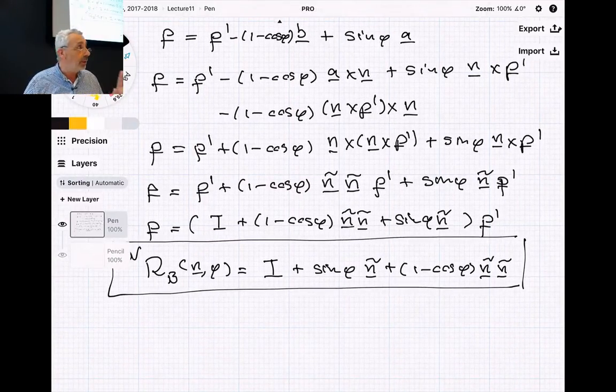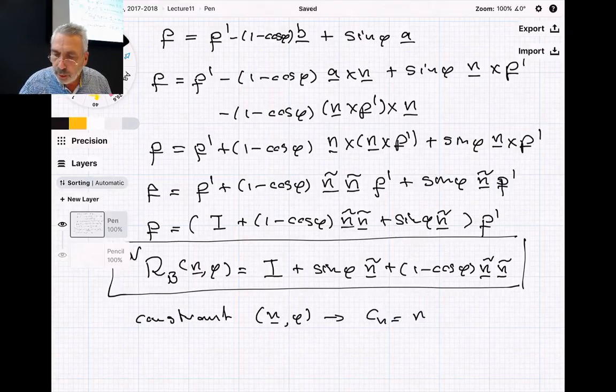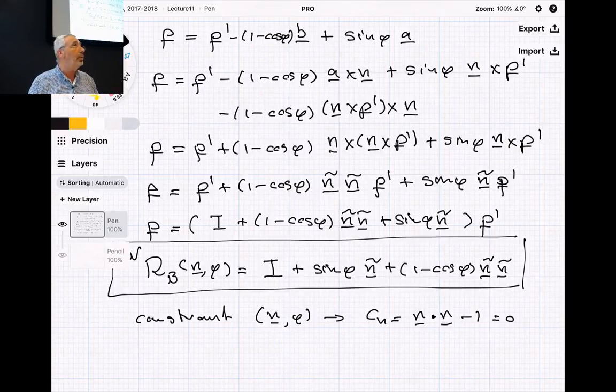And of course, there's the constraint. Remember, we were thinking we're now in business, it's super easy, but it's not so easy, because the constraint on our parameters, on our n and phi, is that n dot n, the dot product, minus 1 should be 0. It should be a unit vector.